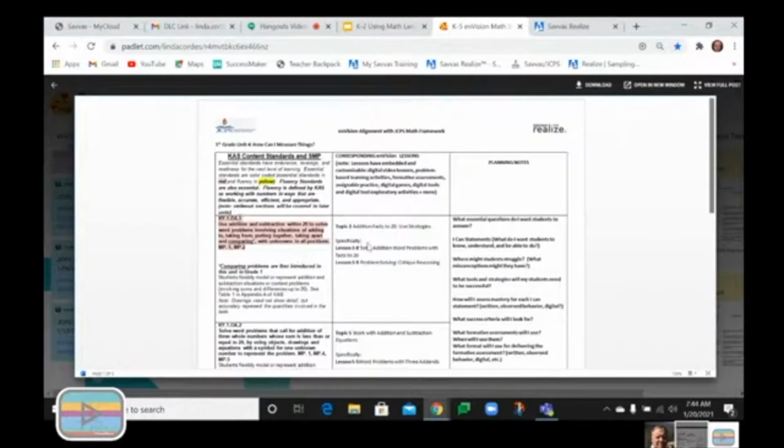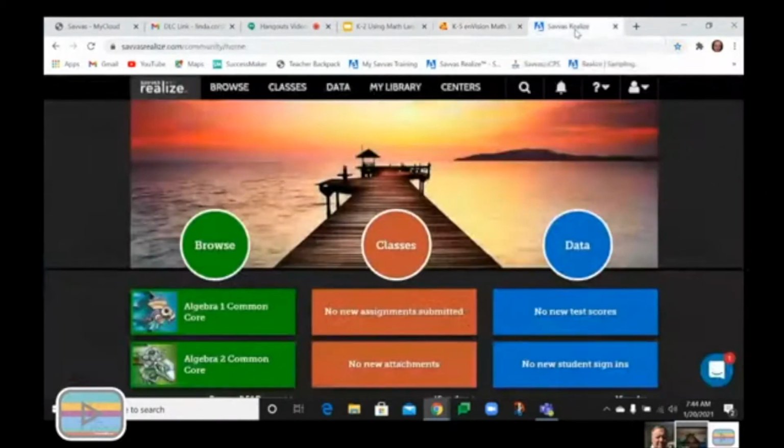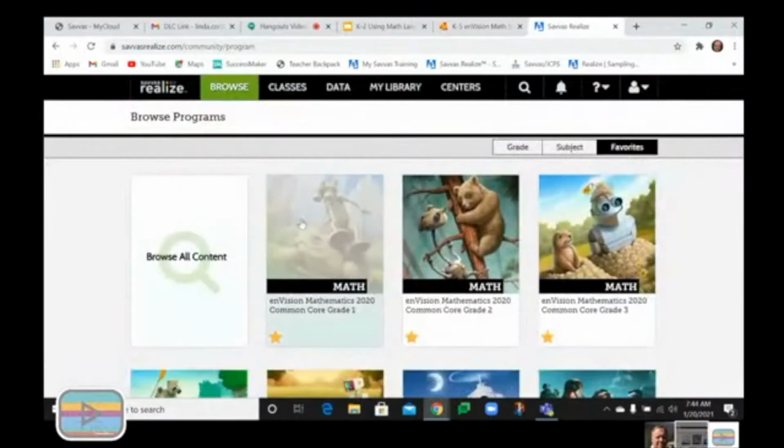And so we look at it in Envision and we see, oh, well, topic 3 is about addition facts to 20 using strategies. And then specifically, if we go to lesson 3.8 or 3.9, we're going to have some good meaty word problems for the kids to work with. So we're going to go to lesson 3.8. So I'm going to come over here to my Savvas Realize, and I'm going to go to grade 1 and see if I remember. You see I have a lot. You don't have that many.